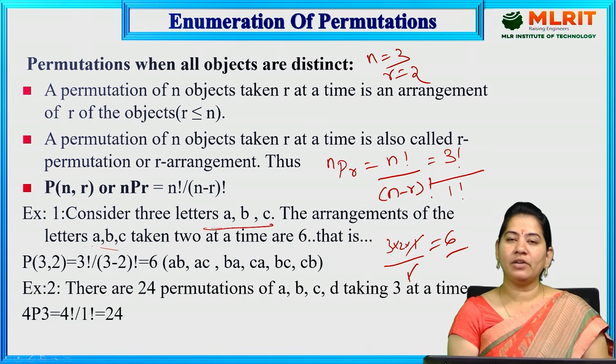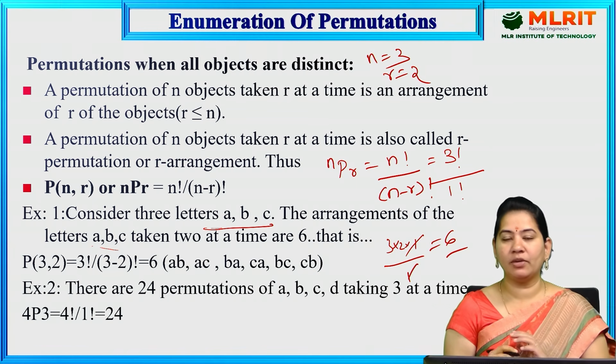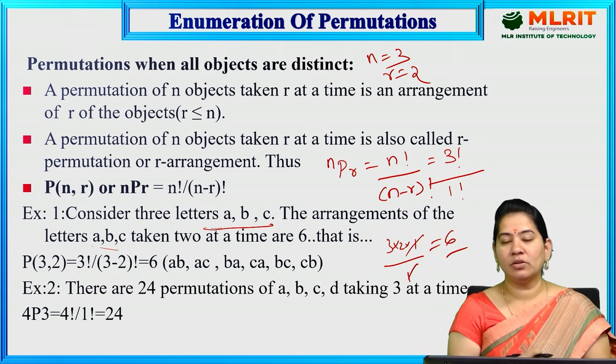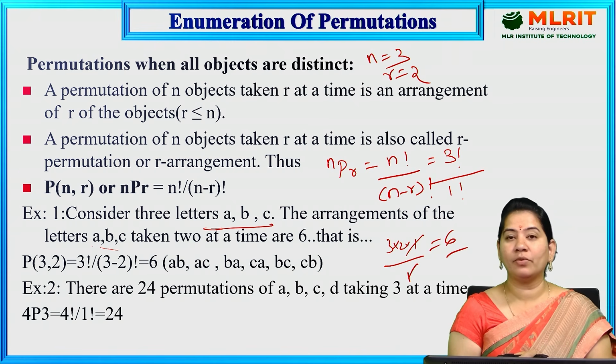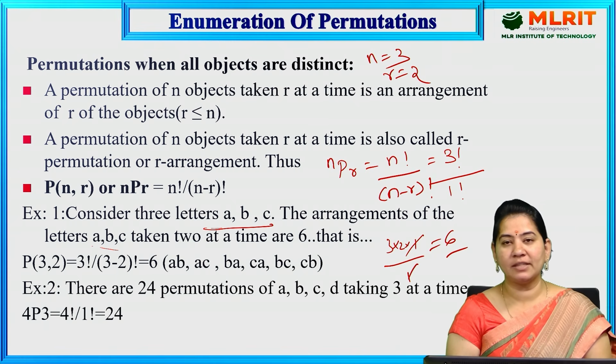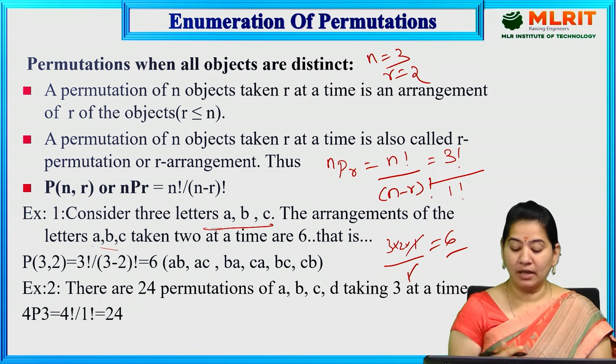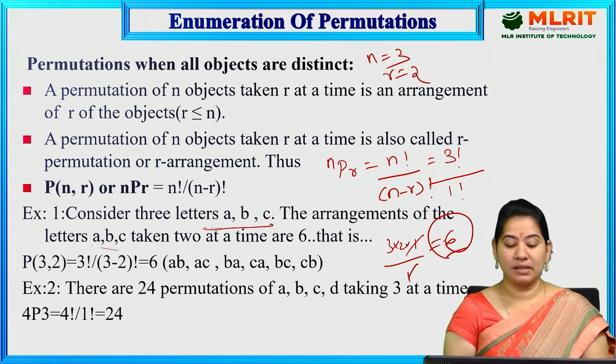We did that in the last slide itself, but without the formula. That was done theoretically. Here we are applying the formula, n factorial by (n minus r) factorial, which is nPr, and you are going to get the answer 6.